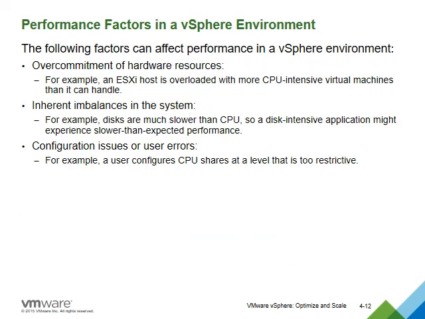One thing to take into consideration with your performance factor in your vSphere environment is that if you overcommit your hardware resources, you may see performance bottlenecks. An example of this is if you've got too many VMs that are CPU intensive, you'll see performance slow because all the VMs need to share the physical CPU they're running on.